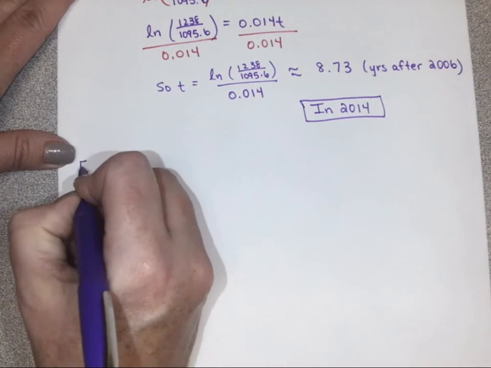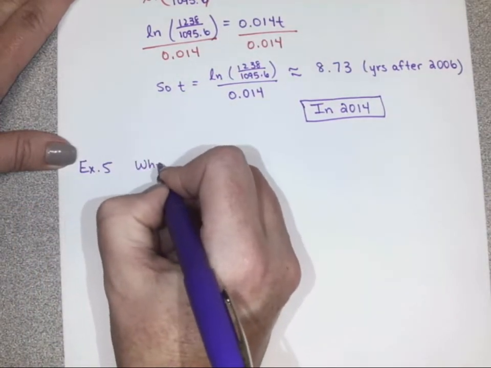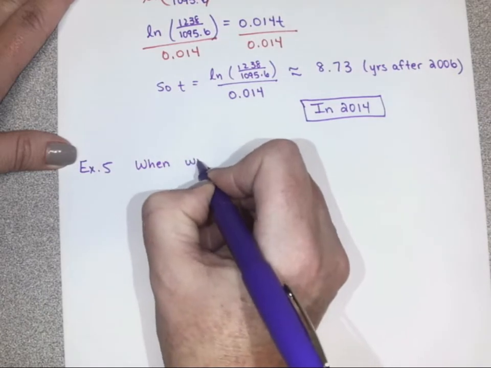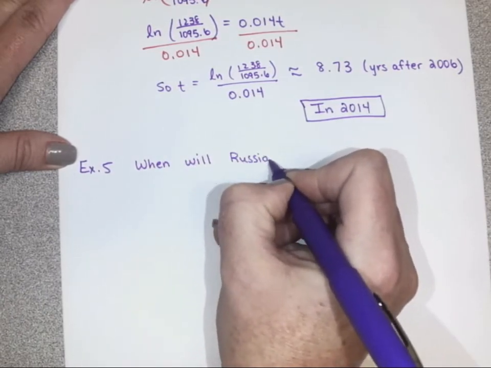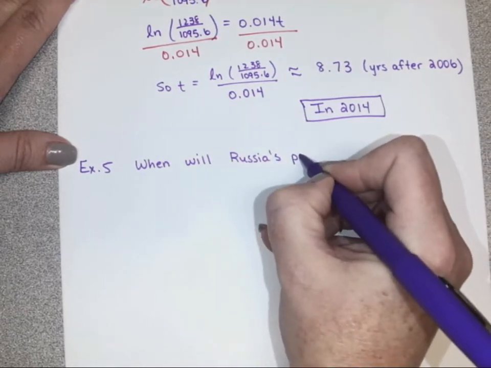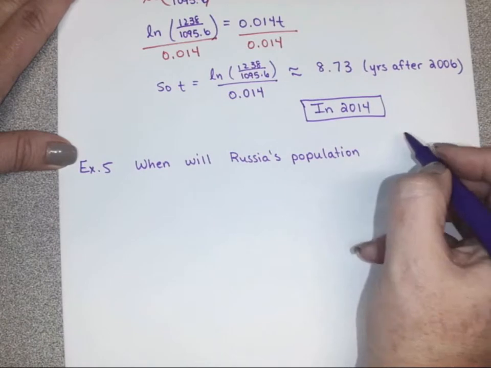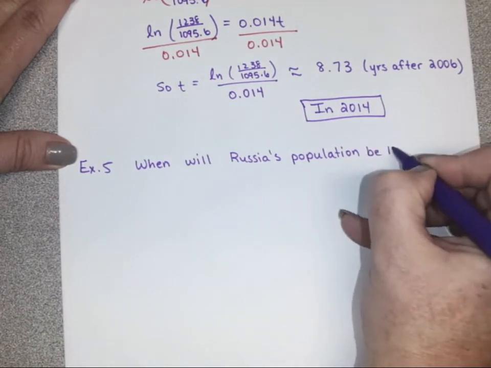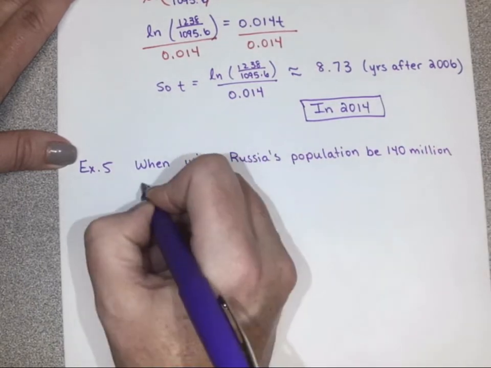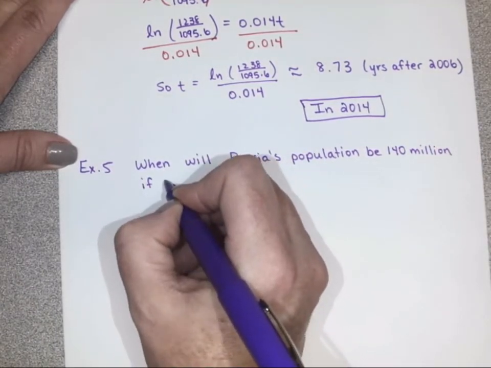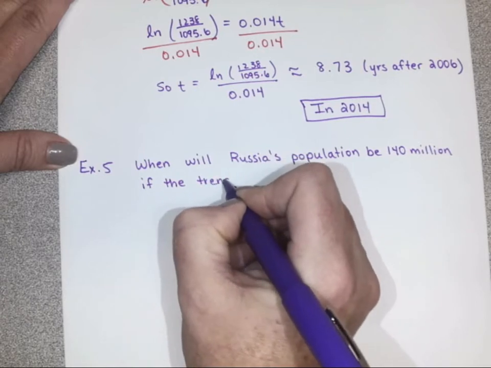Okay. So how you're going to know that you need to use logarithms is anytime what you're trying to solve for is in the exponent spot, you've got to use logarithms to solve. So when will Russia's population be 140 million? If the trend continues?